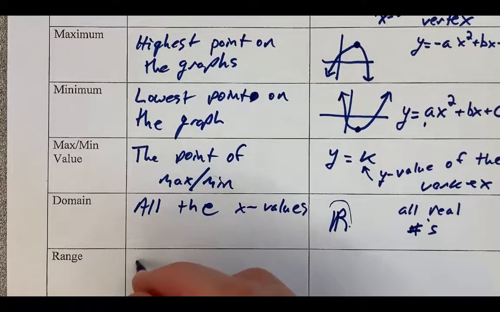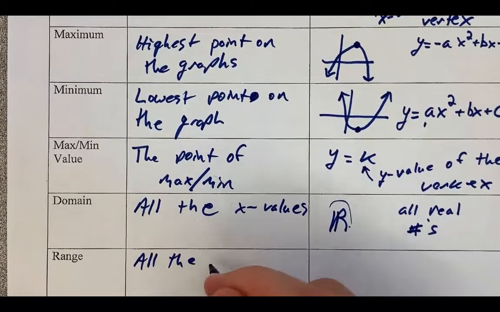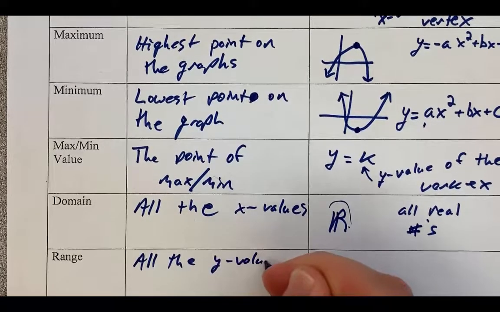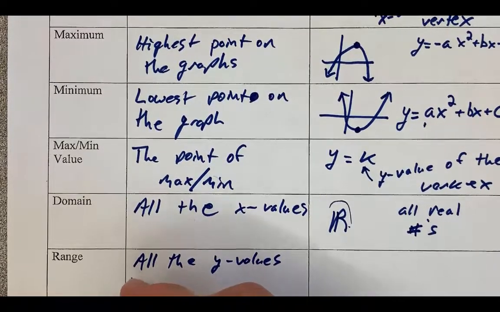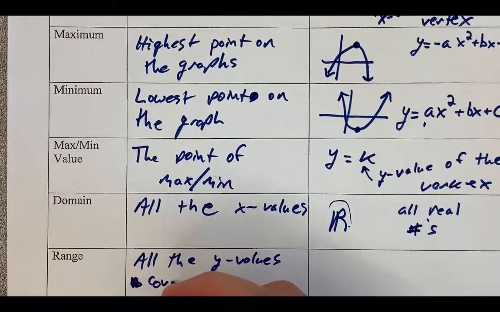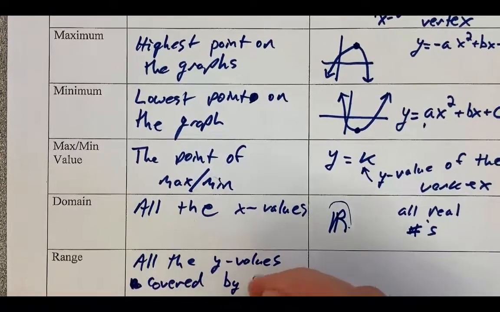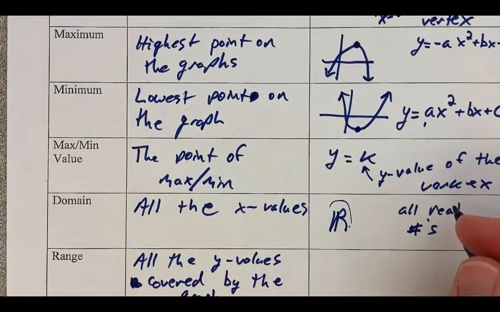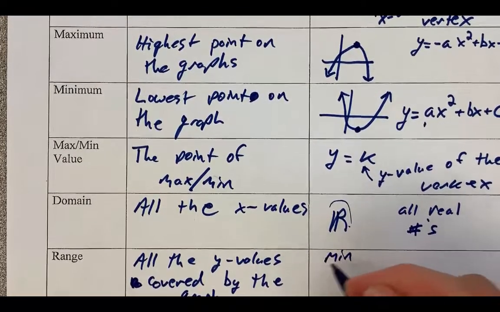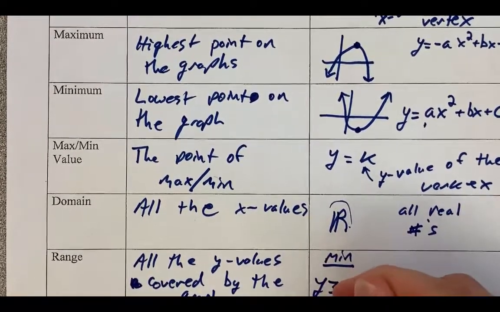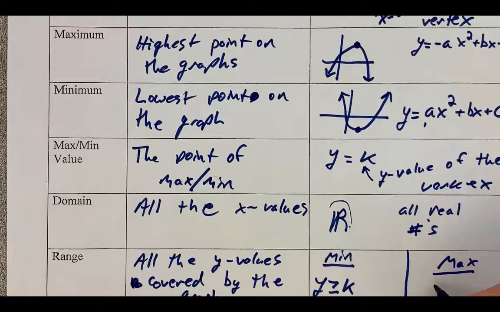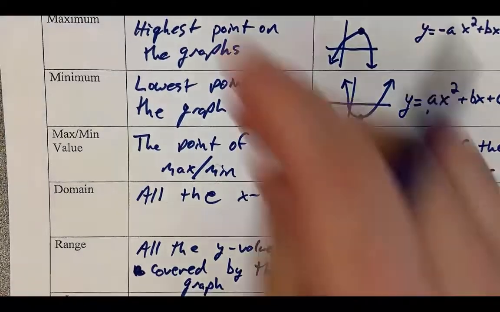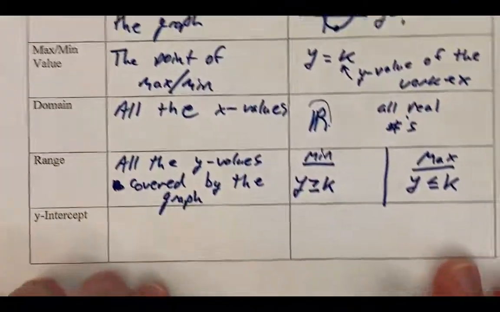The range is all the y values covered by the graph. If it's a min, then it's going to be y is greater than or equal to k. And if there's a max, then it's going to be y is less than or equal to k. And let's move this up here.